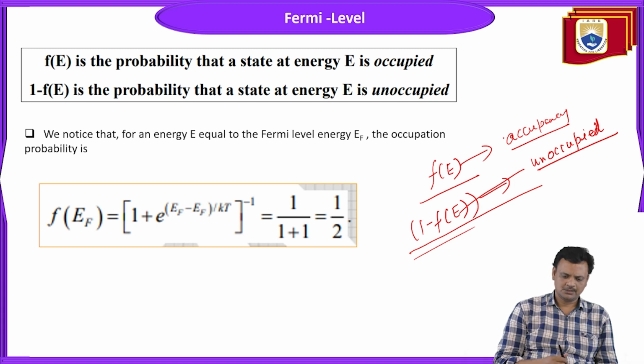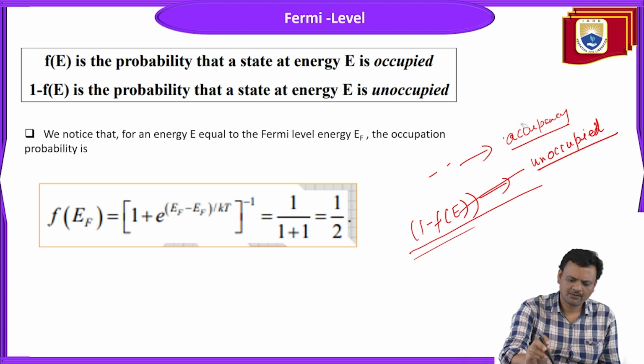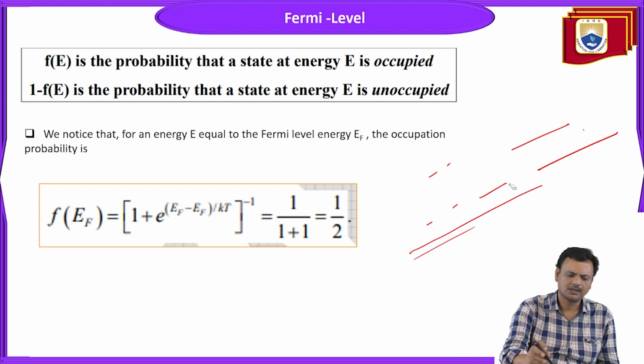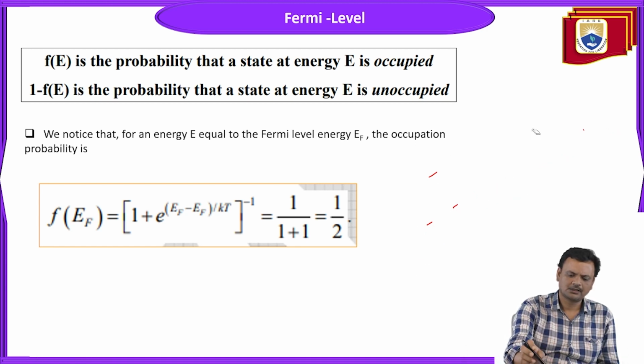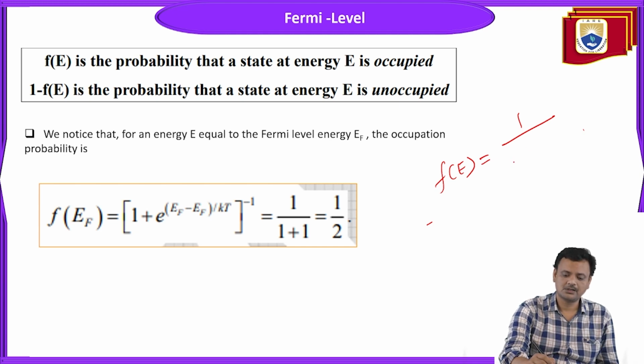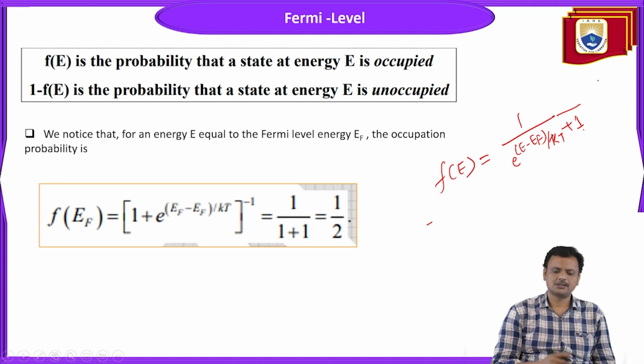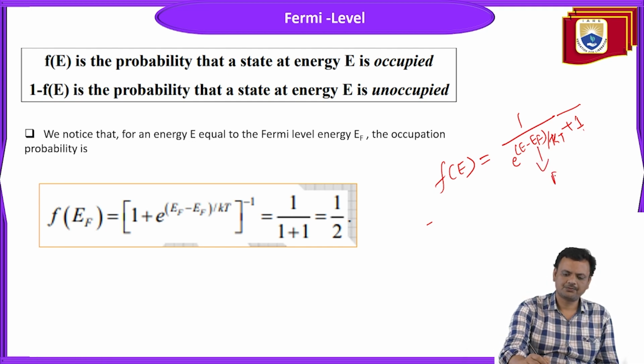The expression of f of E, several times I told, again I am writing: f of E, the distribution function, is 1 upon e to the power (E minus EF) upon KT plus 1. Where this EF is your Fermi energy.